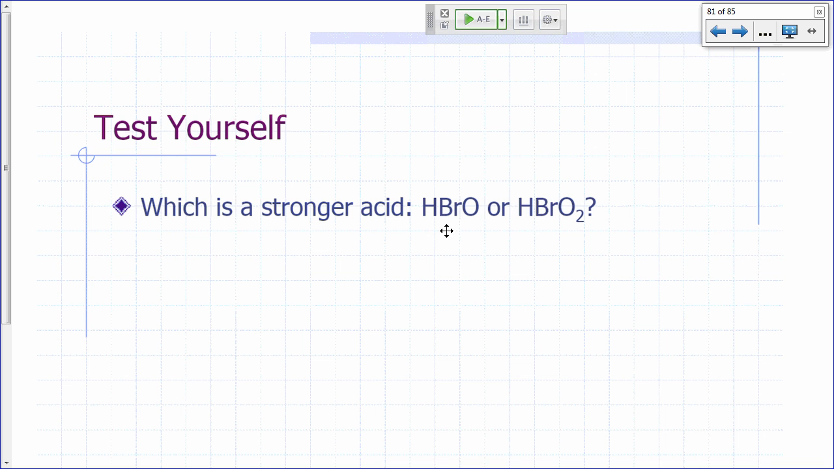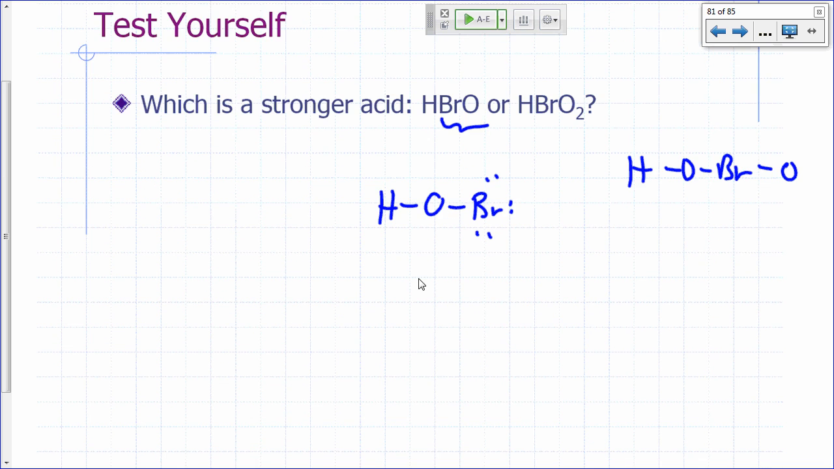Which one's a stronger acid, A or B? HBrO or HBrO2? What's HBrO? This is BrO minus. This is the bonding here. Okay. And this is HOBrO. Okay. HOBr. Right there. And how do you complete this structure right here? How do you draw the structure of BrO2 minus? You remember? BrO2 minus.